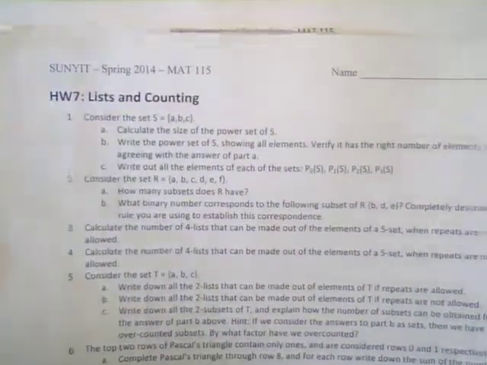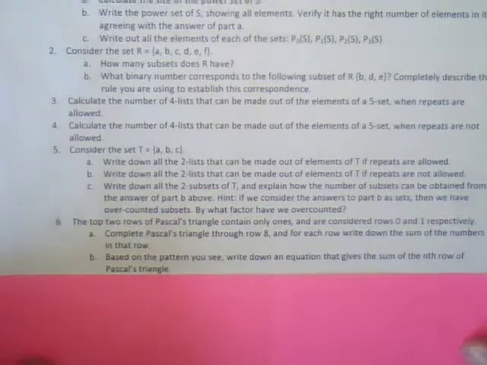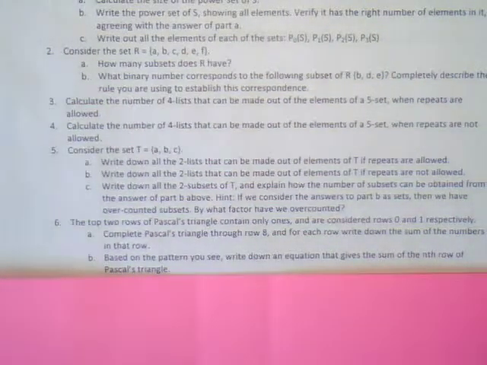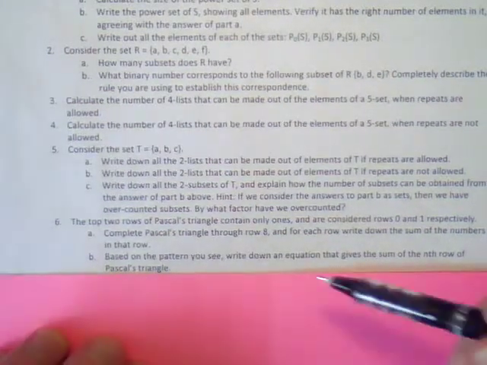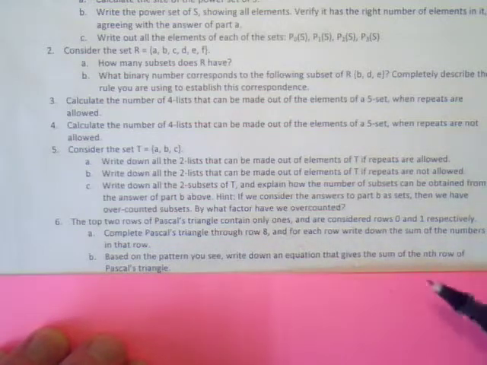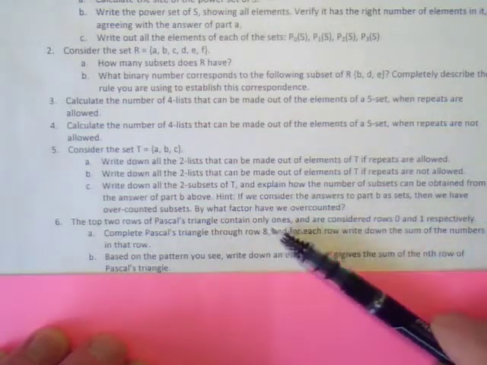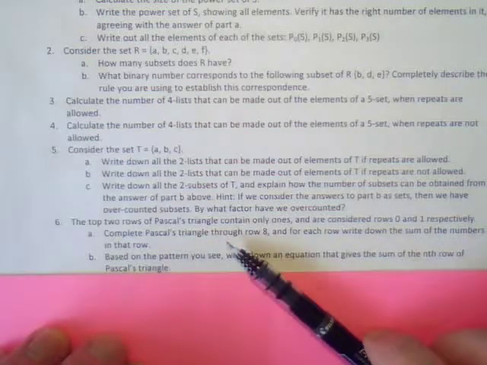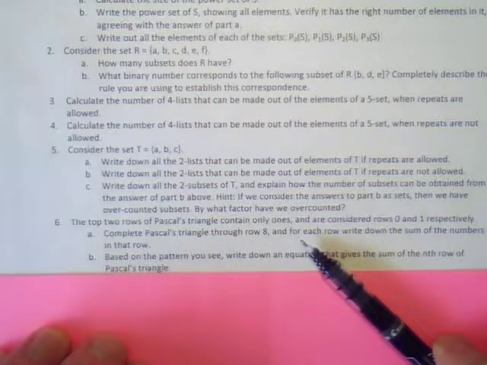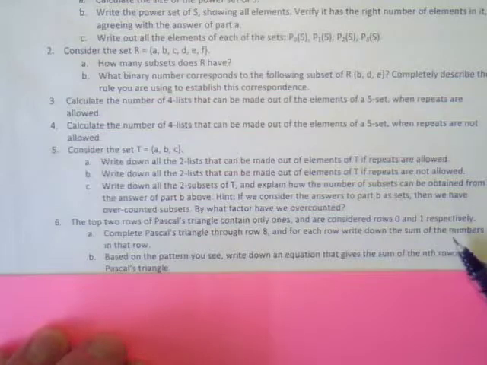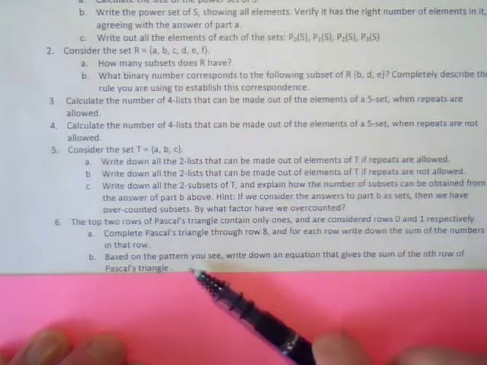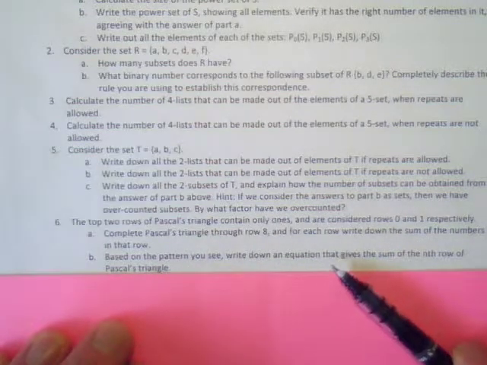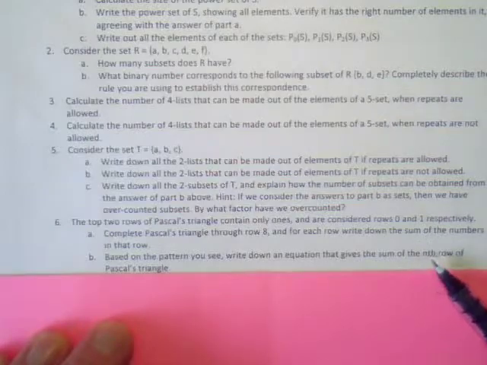Homework 7 had several problems that I didn't get to when I went over them in class. The first one is number 6. The top two rows of Pascal's triangle contain only ones and are considered rows 0 and 1 respectively. Complete Pascal's triangle through row 8, and for each row write down the sum of the numbers in that row, and based on the pattern you see write down the equation that gives the sum of the nth row of Pascal's triangle. So let's go ahead and do this.